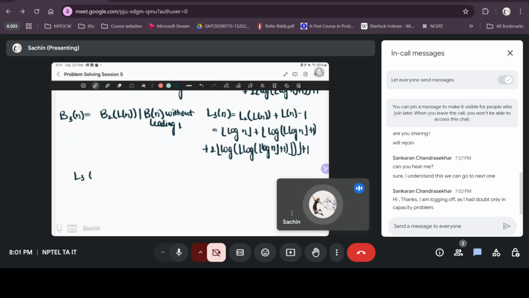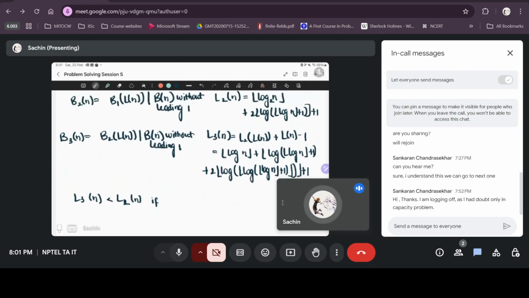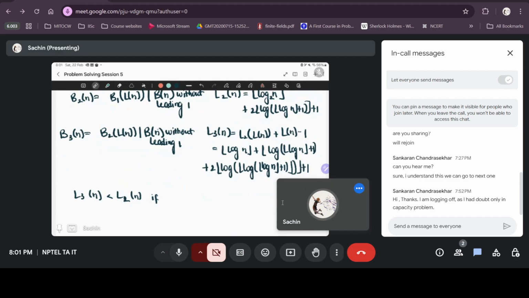Now L3 of n must be less than L2 of n. So you substitute for L3 of n and L2 of n in the inequality, and some of the terms will cancel out. You will be left with 2 times floor of log of floor of log of floor of log n plus 1.